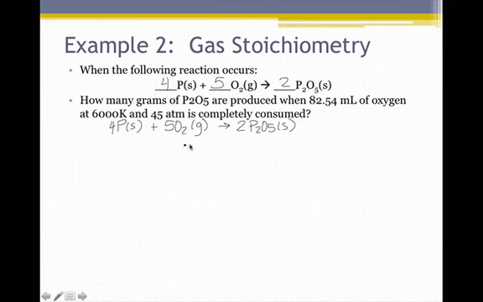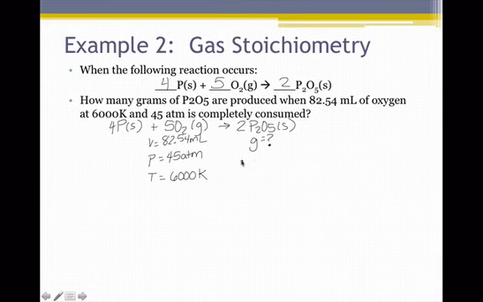How many grams of P2O5 are produced when 82.54 milliliters of oxygen gas at, so there's my V, my pressure is 45 atmospheres, and my temperature is 6,000 Kelvin?